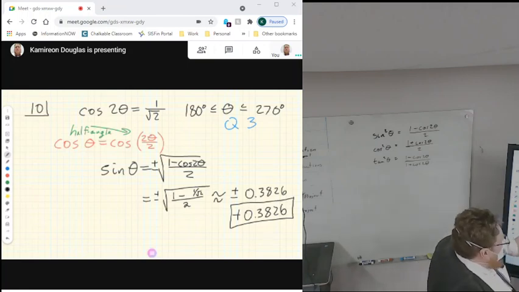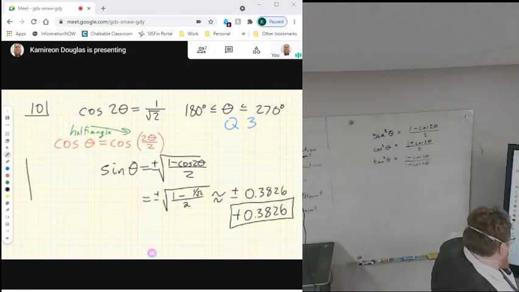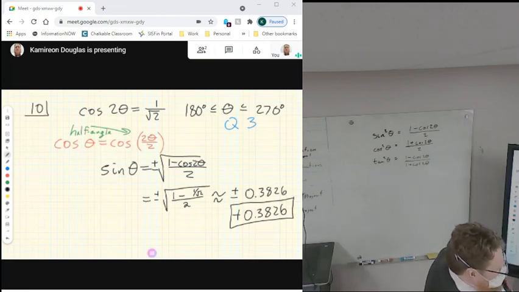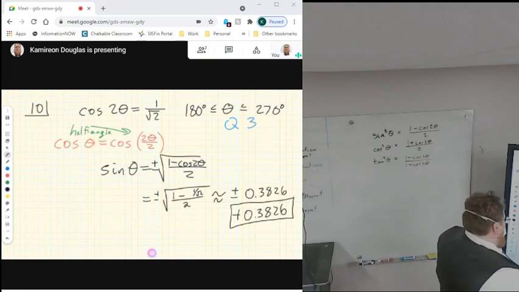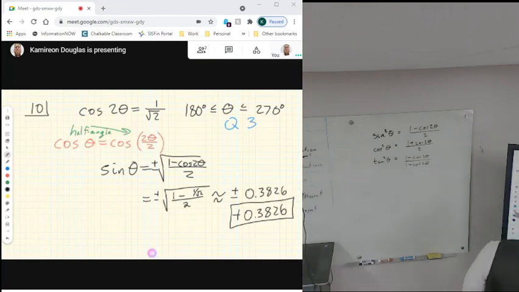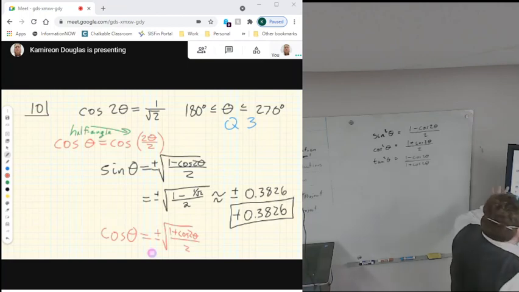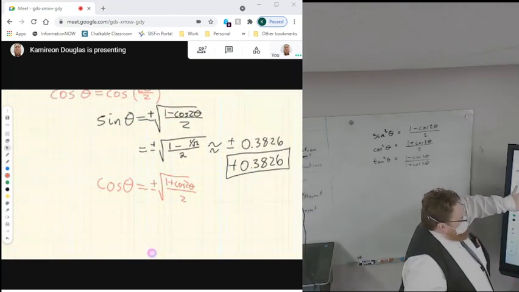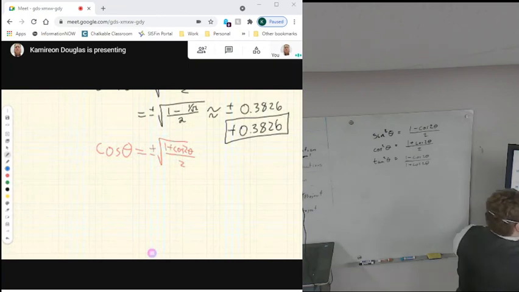All right, let's do part 2. So we've got the first answer. Sine of theta is equal to positive 0.3826. Now we're going to do cosine of theta. To do cosine of theta, I'm going to again use the half angle formula. So cosine of theta is equal to plus or minus the square root of (1 plus cosine of 2 theta) all over 2. Again, I'm just modifying the half angle formula.